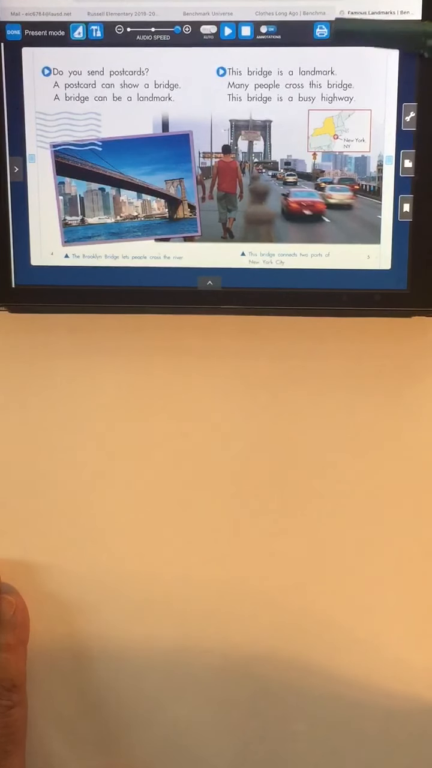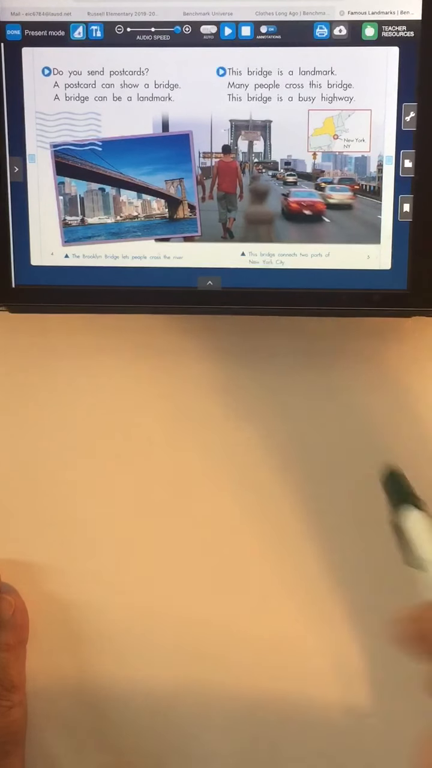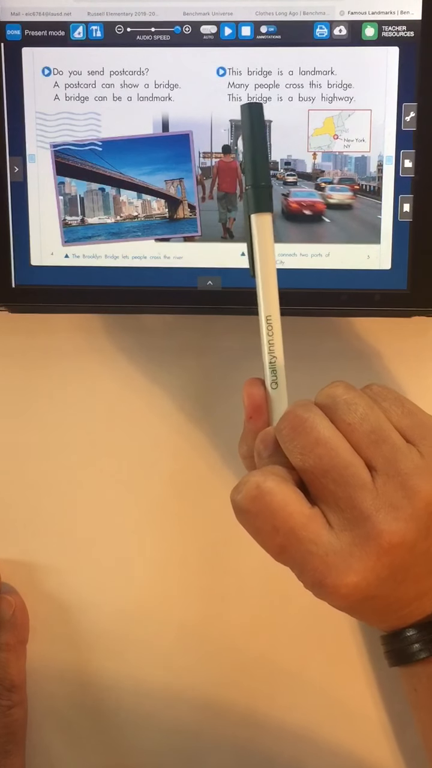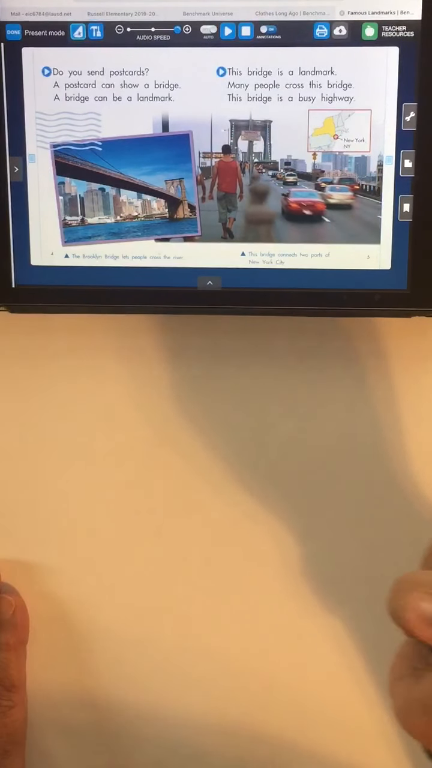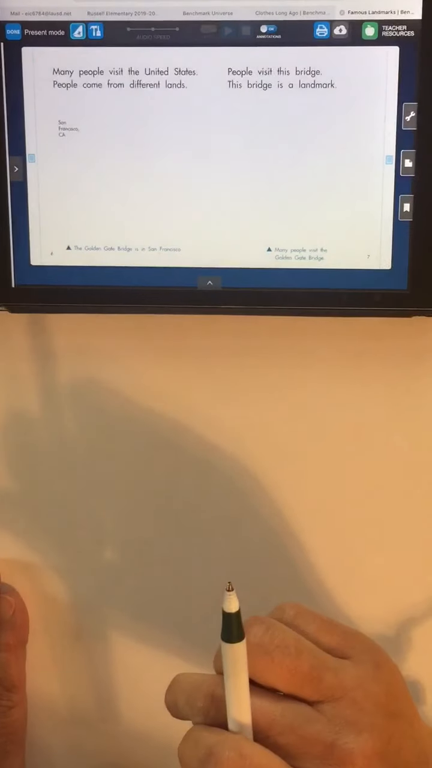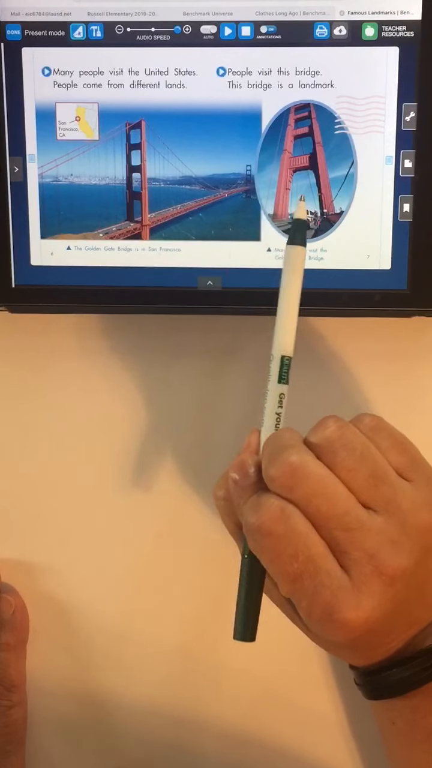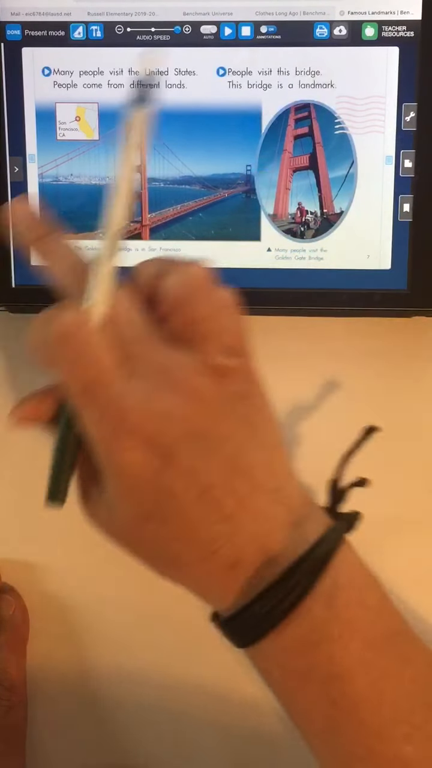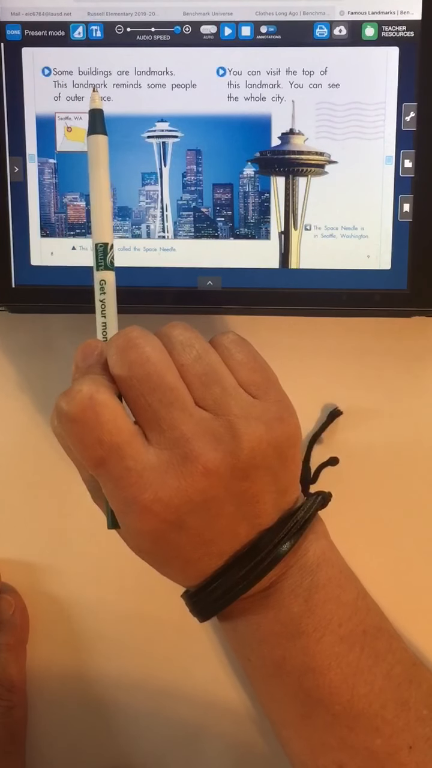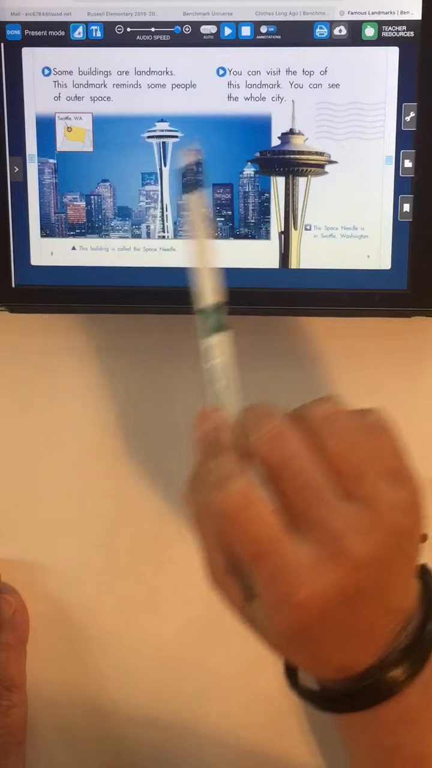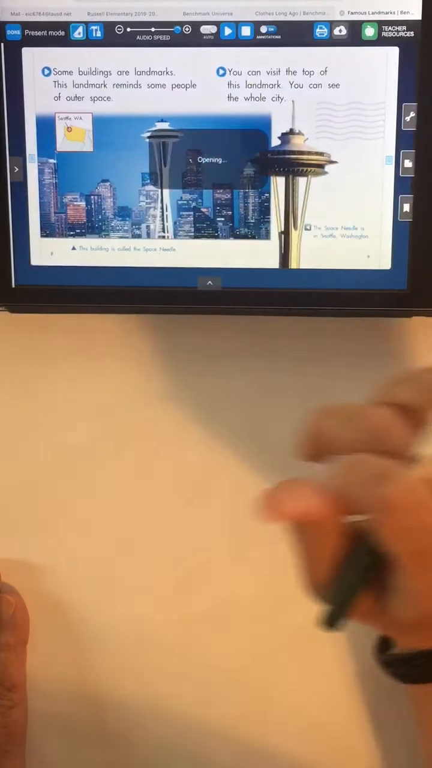Well, the first thing that they're talking about is a bridge. And it says right here, this bridge is a landmark. That's a detail. Here it goes to talk about another bridge. Some buildings are landmarks. Here, it tells us that the buildings are landmarks.